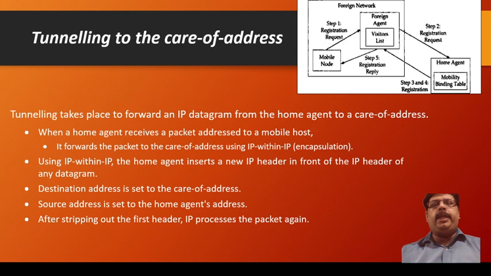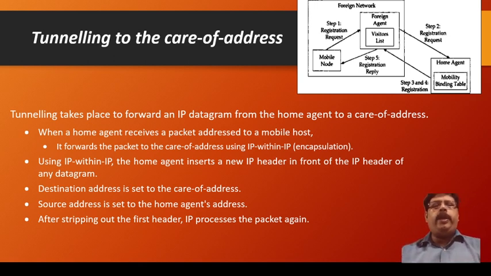Actually, tunneling takes place in forwarding the IP datagram from the home agent to its care of address. We know how we can get a care of address, and where the care of address is stored. We know that the care of address is stored in the home agent, which is assigned by the foreign agent. So now we will see how a data packet sent by a corresponding node will be sent to the mobile node.